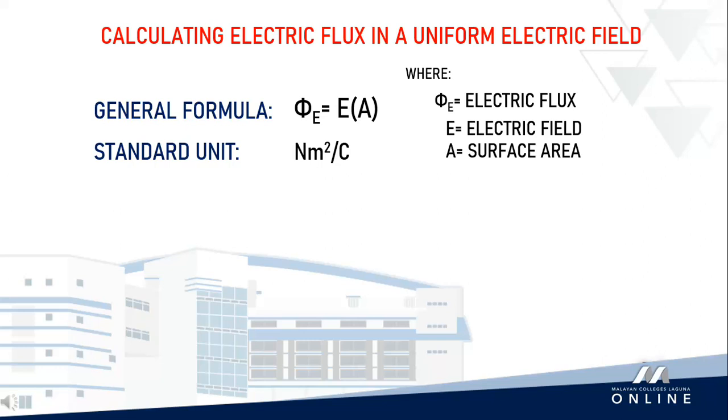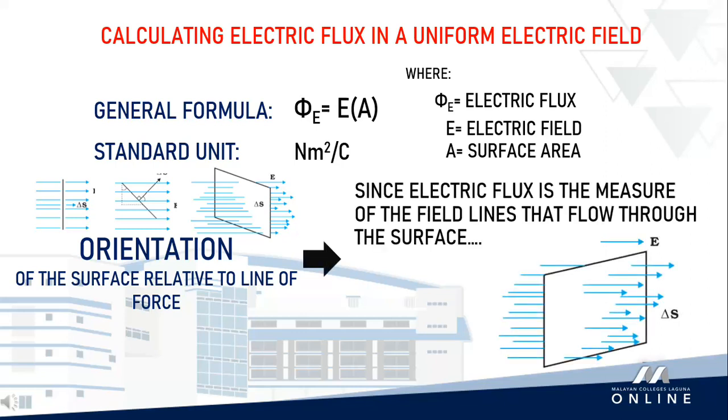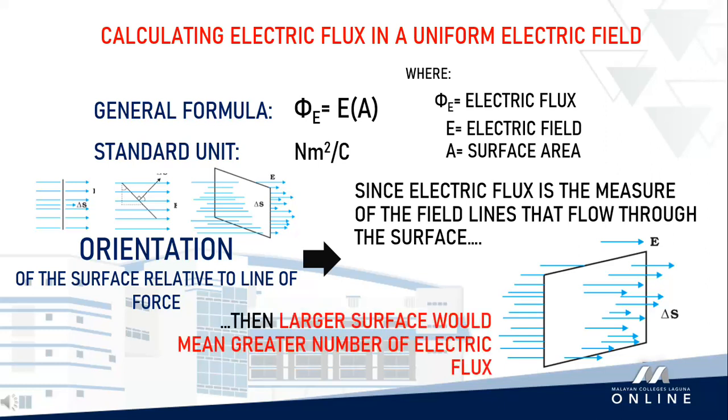Aside from the electric field strength and the surface area, a third significant factor determines the resulting electric flux in a particular region or space. This third factor is the orientation of the surface relative to the line of force. Electric flux may be visualized in terms of the number of field lines that pierce or flow through the surface. It is therefore safe to say that a larger surface would imply that more lines of electric field can pass through the region, and therefore increase the electric flux.